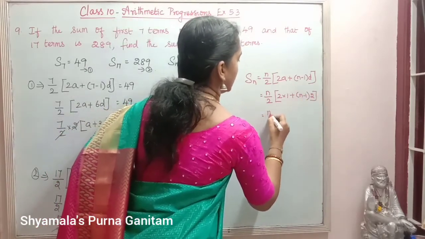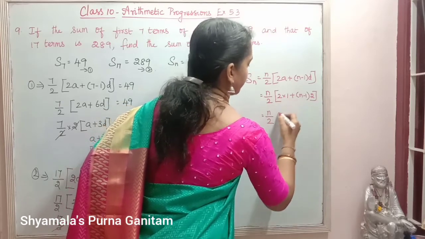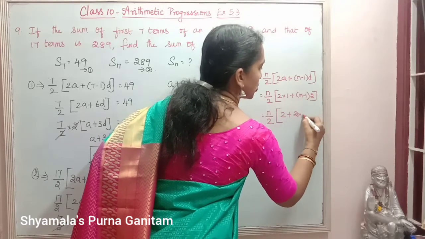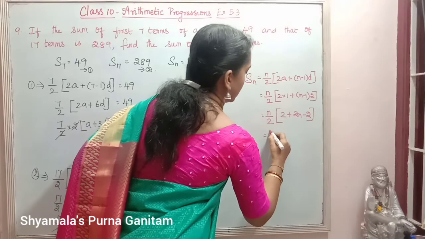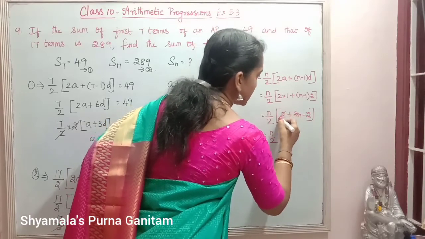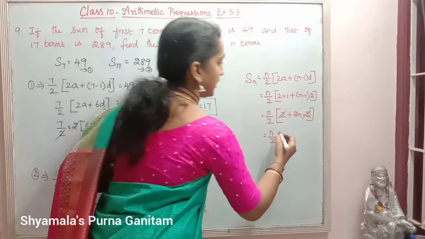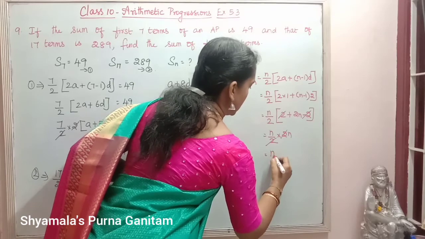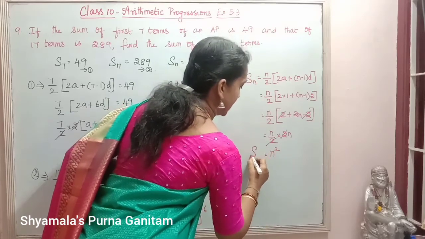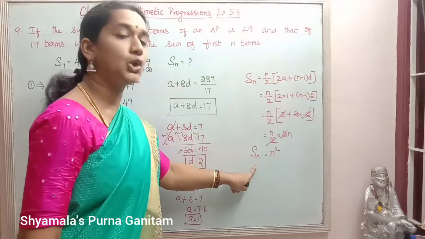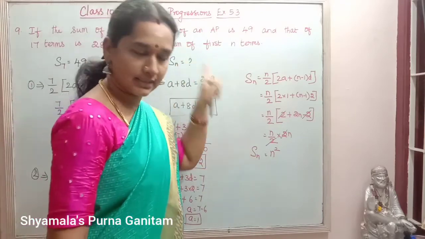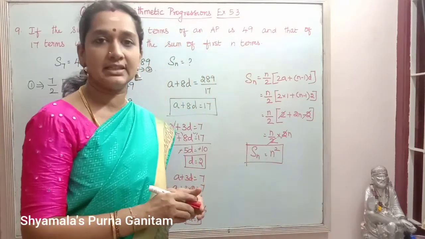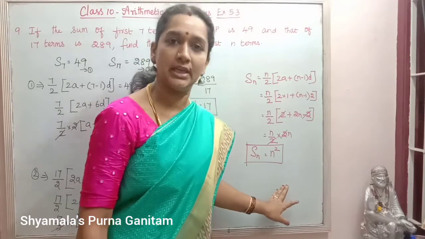So this is equal to n by 2 into 2 plus 2n minus 2, when we multiply this 2 inside. Here plus 2 and minus 2 will get cancelled. So n by 2 into 2n, and 2 and 2 will get cancelled. So we will get n squared. So the sum to n terms of the given information is n squared. So Sn is equal to n squared.